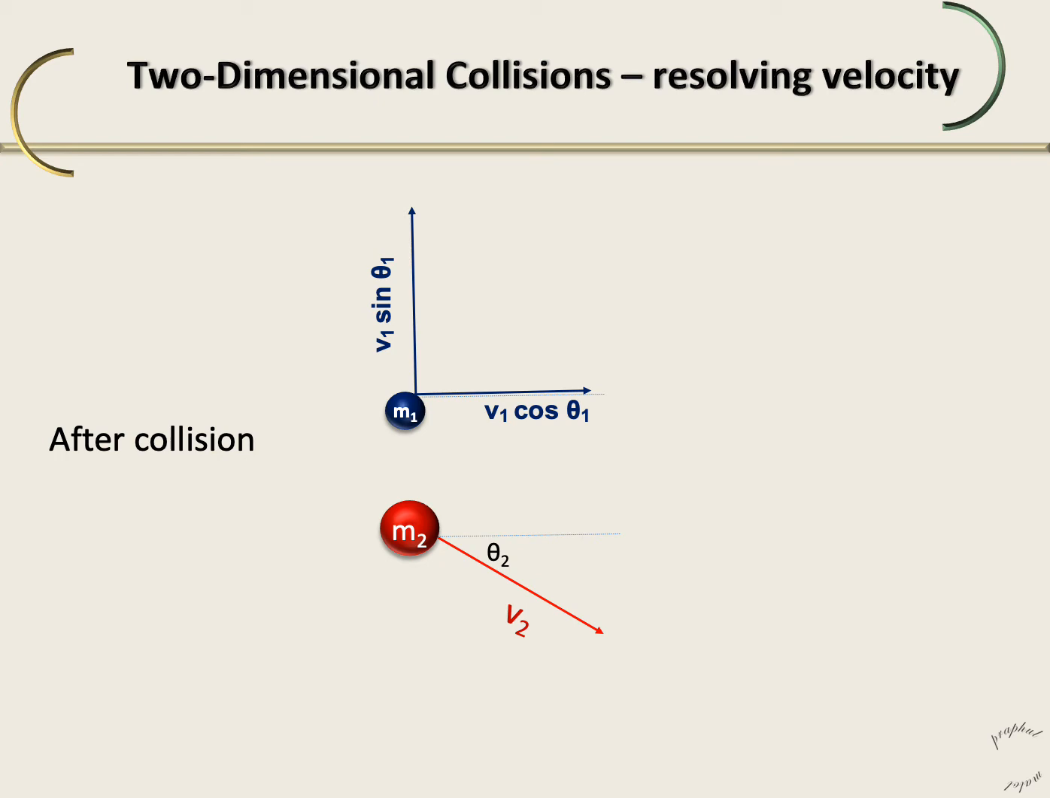In the same way, you can even split v2 into a horizontal part, which will be v2 cos theta 2, cos because it's touching the angle theta 2. Then a sine component v2 sine theta 2. So the original velocities v1 and v2 are gone. Now we have these components, 2 horizontally, 2 vertically. Now let's see how to apply the law of conservation of momentum in the situation.